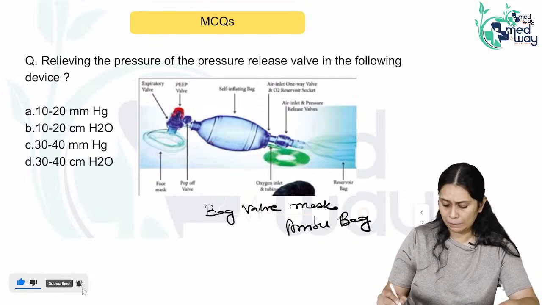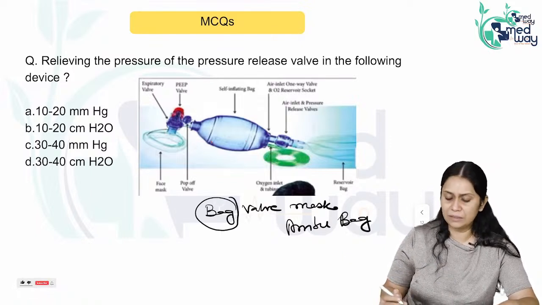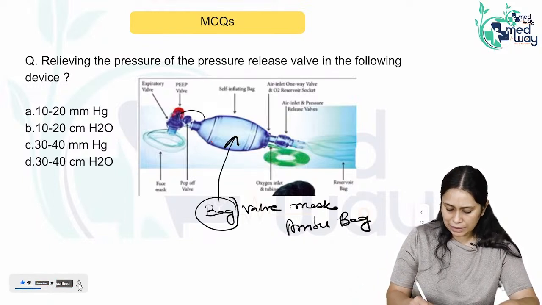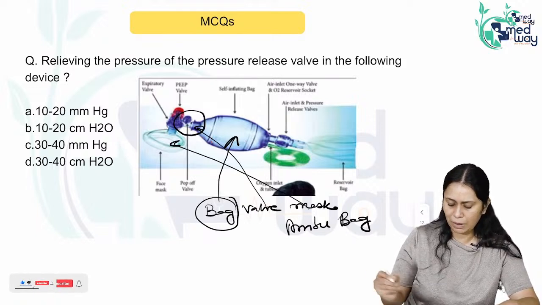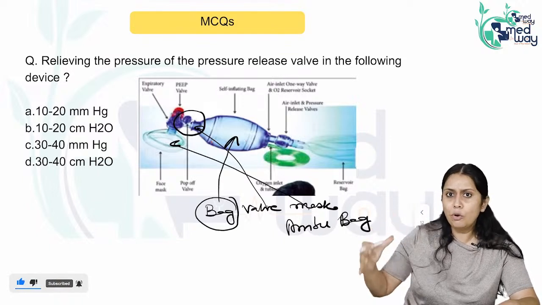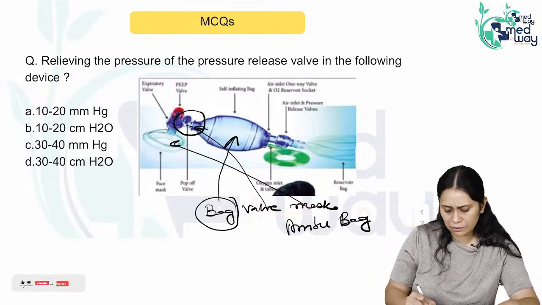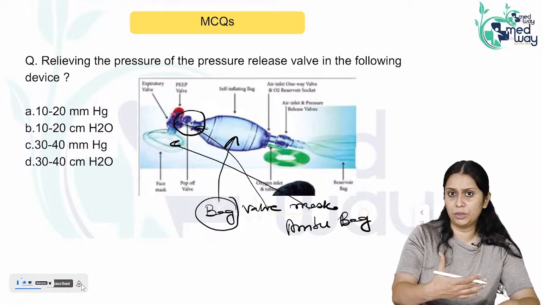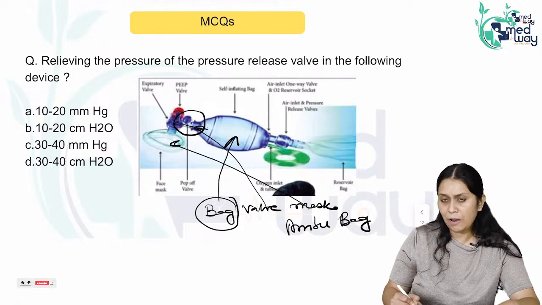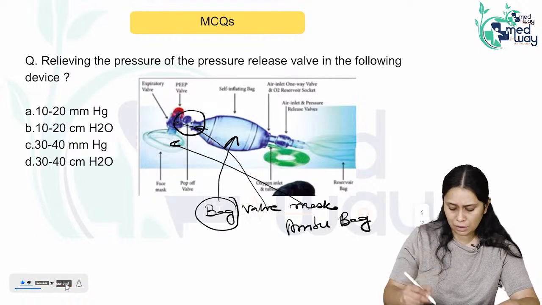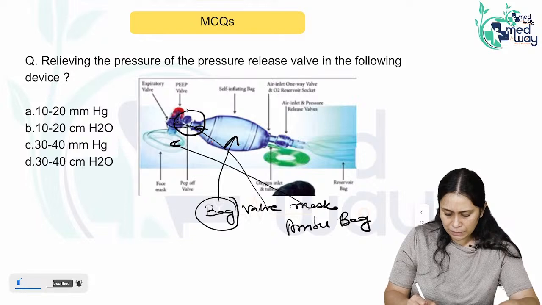It has 3 main components as the name suggests. Bag, it has a self-inflating bag, valve, it has a unidirectional valve, and a mask by which we create a seal. So when we compress the bag, the room air or air plus oxygen mixture through this valve goes to the patient and the patient receives positive pressure. Now many times a lot of high pressure can be created in this bag valve mask device which can cause barotrauma. So a relief valve has been provided.